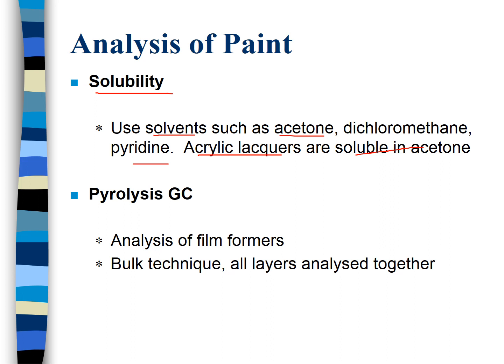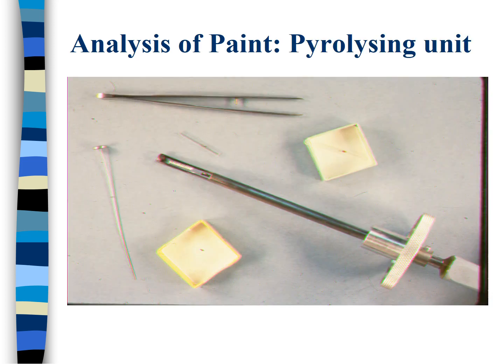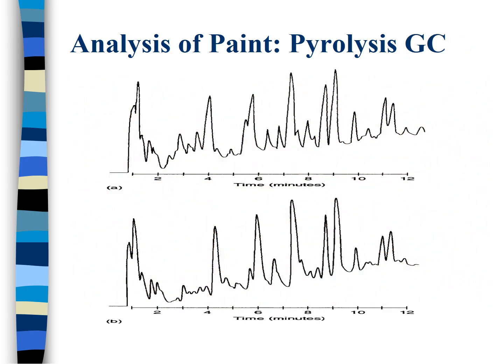And then the third one is pyrolysis GC, where we will analyze the film former, which is the vehicle body. So the layer will be analyzed together to know the compound or the types of paint present as the evidence. Okay, this is the pyrolysis unit, an example. Okay, this is an example of the peaks from the pyrolysis GC. So this peak will indicate the types of paint.